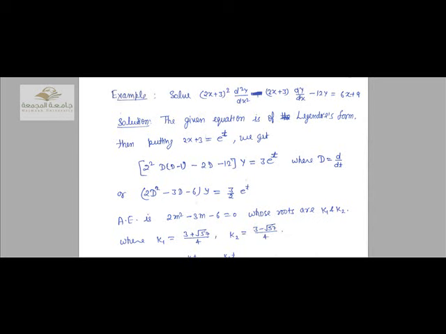[2D(D−1) − 2D − 12]y = 3e^t, where D = d/dt, or (2D² − 3D − 6)y = (3/2)e^t.